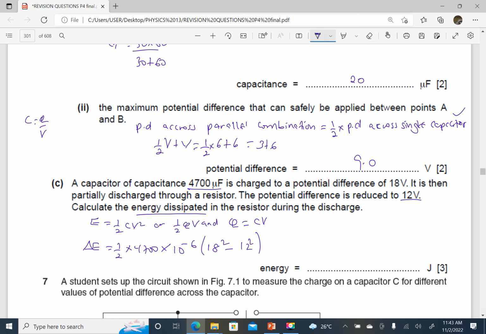So I press my calculator: 18 squared minus 12 squared, times 4700 exponent negative 6, divided by 2. I am getting the energy dissipated in the resistor to be 0.42 joules.